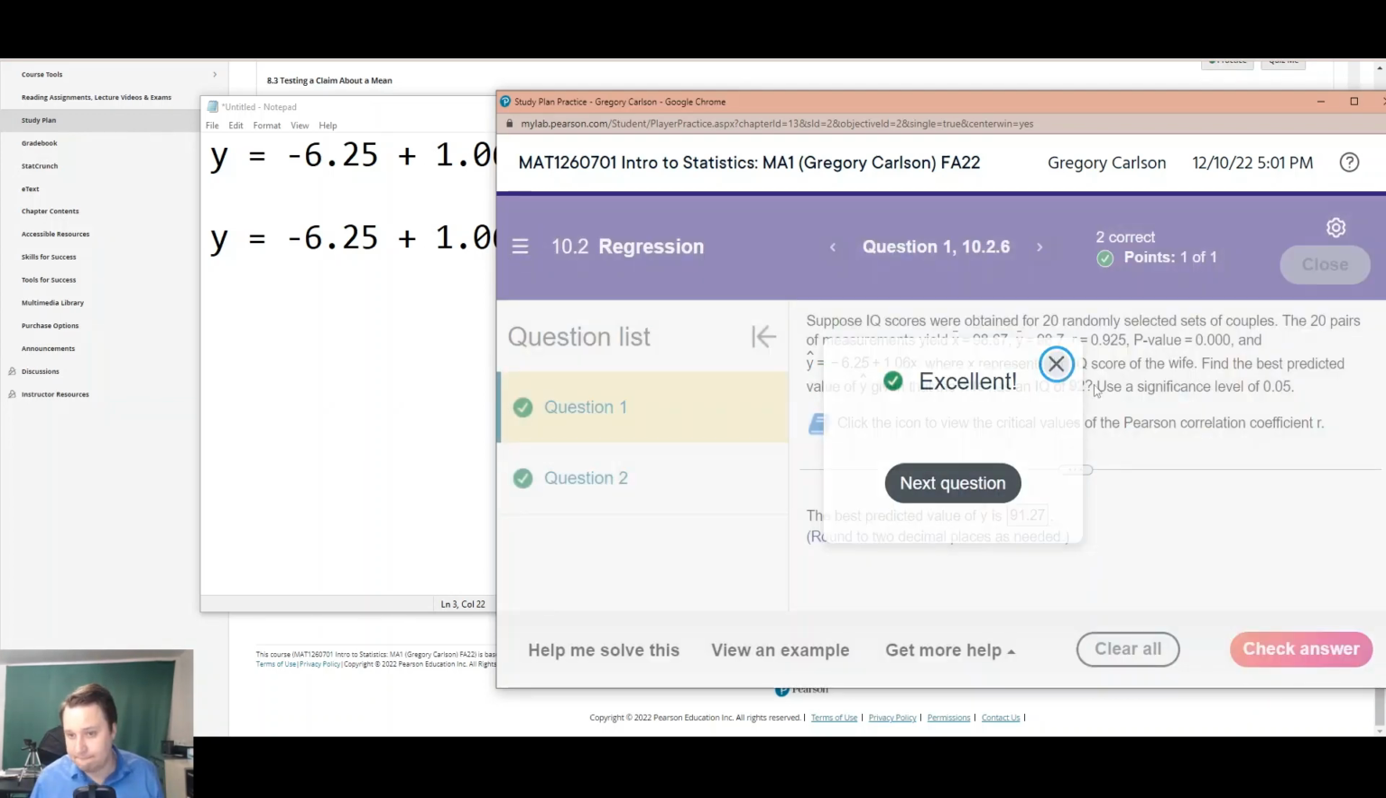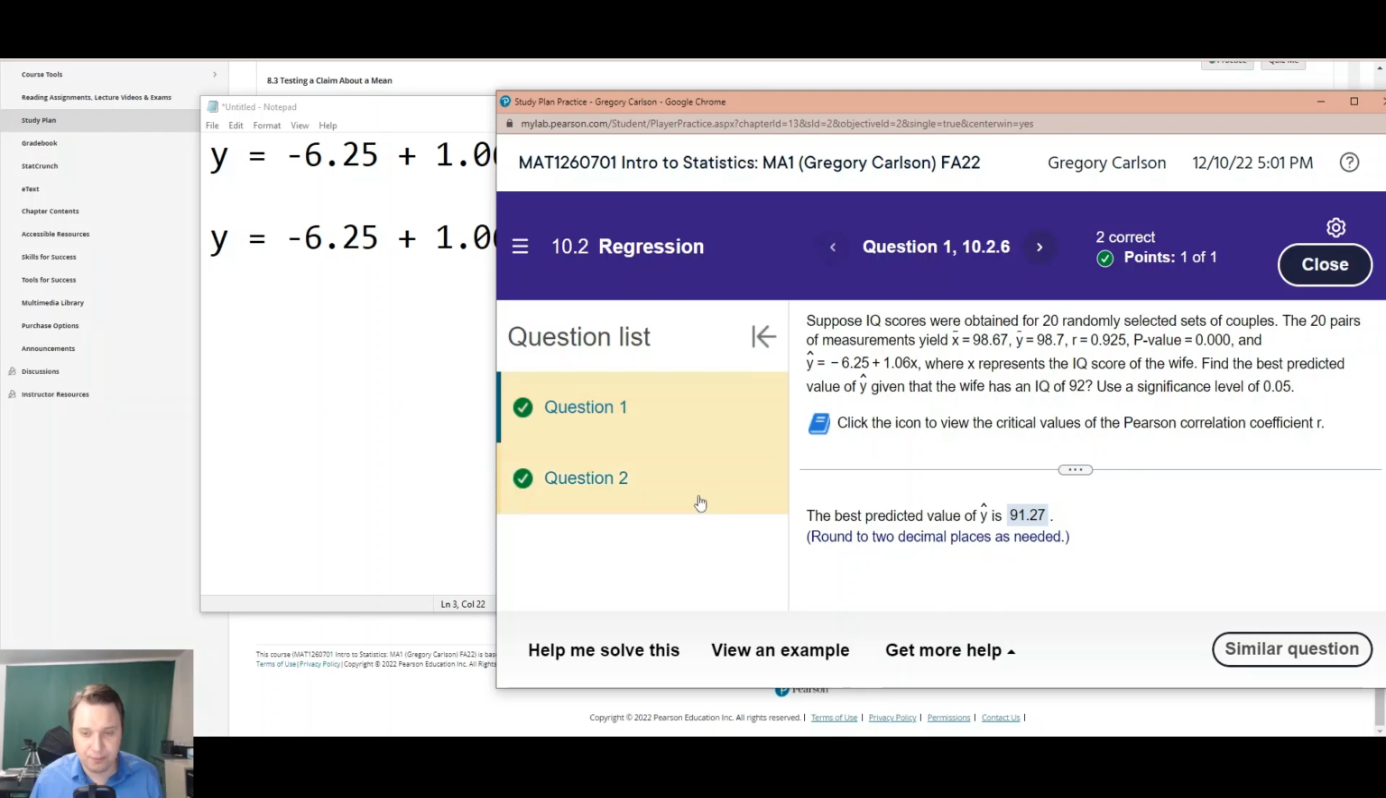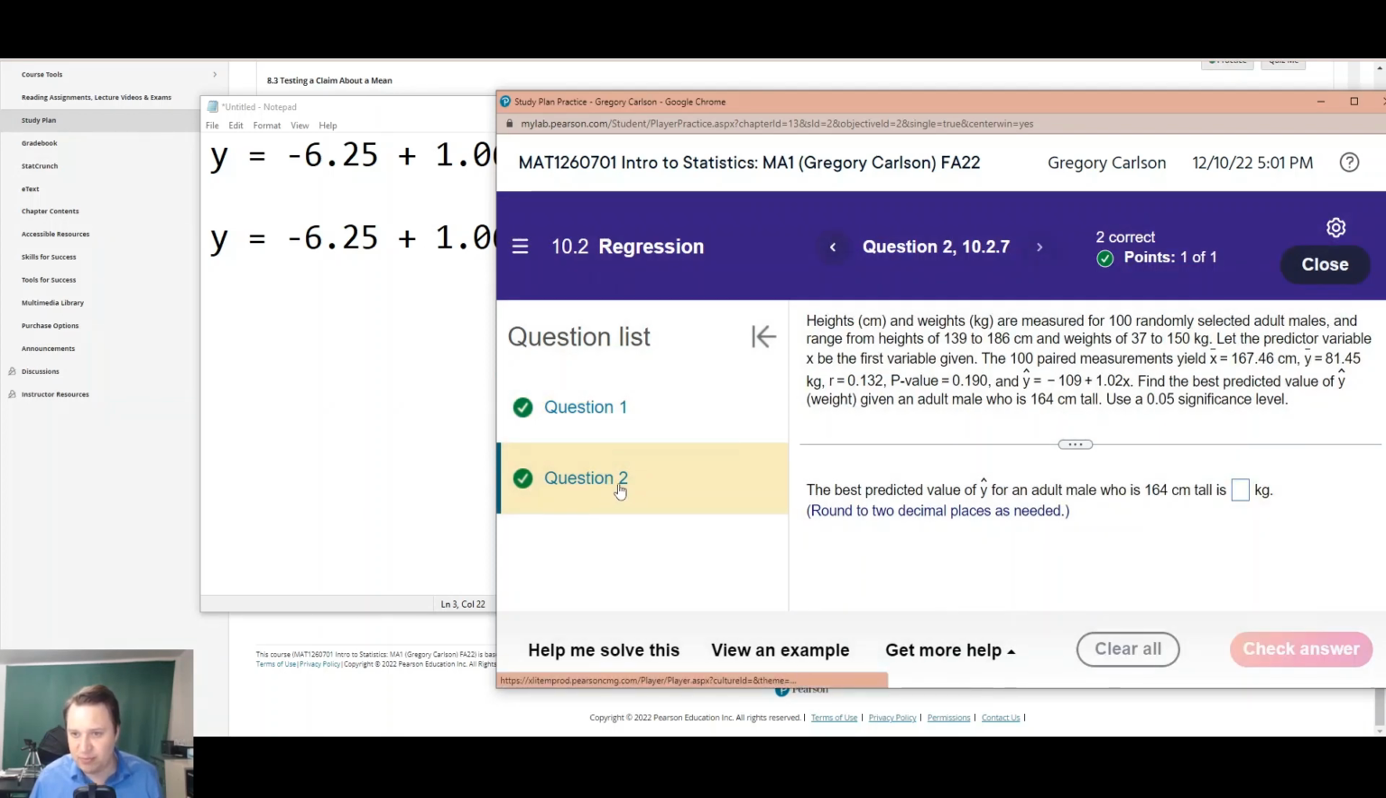And you're done. So there is the predicted value. We need to be careful though, because sometimes the p-value is big. So if I look at the second equation, here we're looking at heights and weights to see if there's a connection. Is there a connection between how tall you are and how heavy you are?